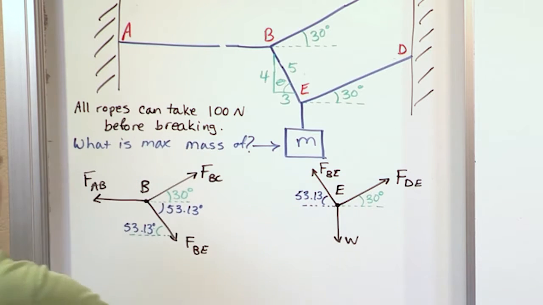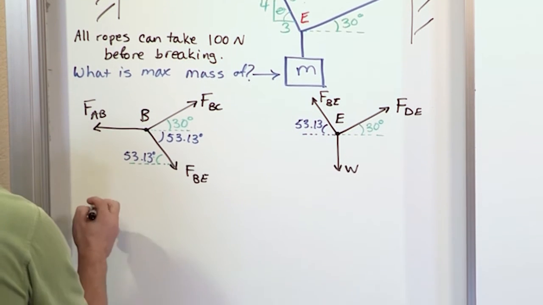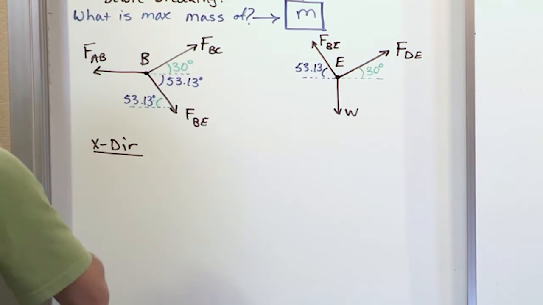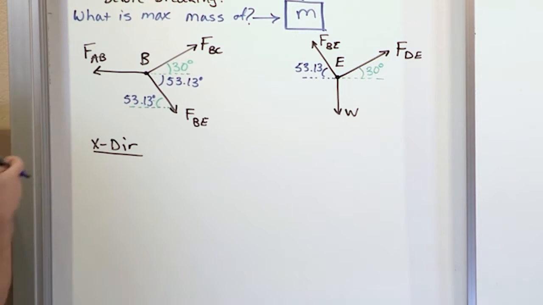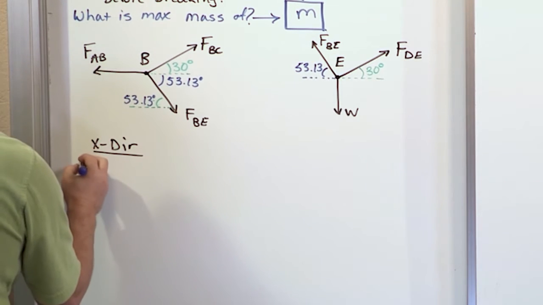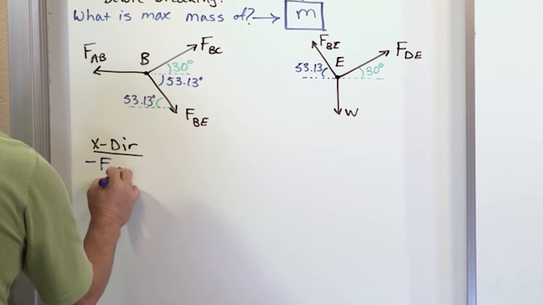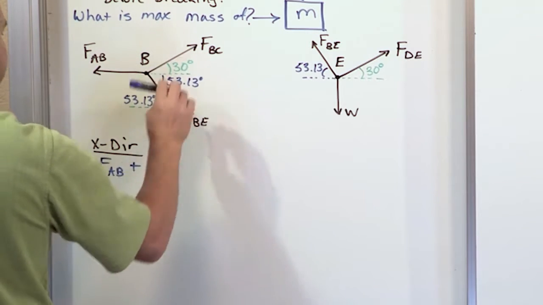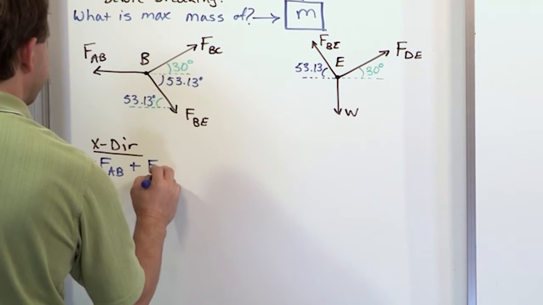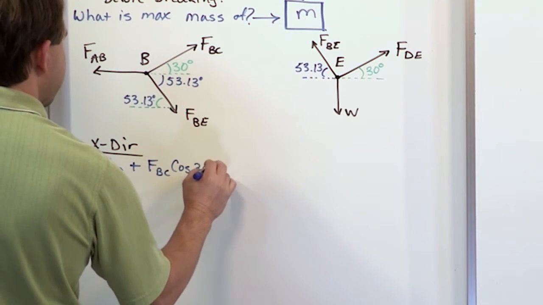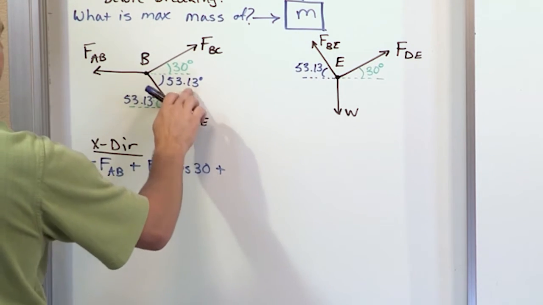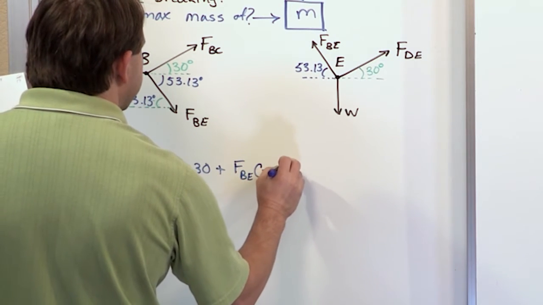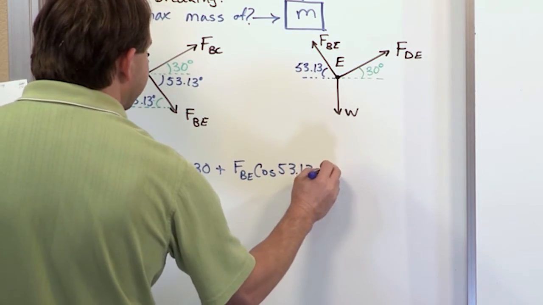All right, now what we want to do is work in the x direction for this guy here. So we'll call it x direction, and we want to write an equation in the x direction. Now, this is purely in the x direction, so it's negative FAB, because it's pointing to the left. And then we're going to add to that FBC cosine 30, and then we're going to add this one here, FBE cosine 53.13, and that's equal to 0.